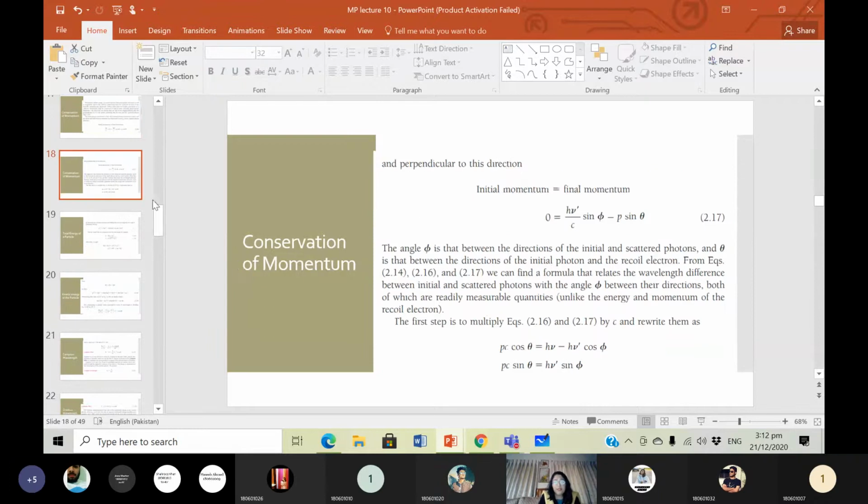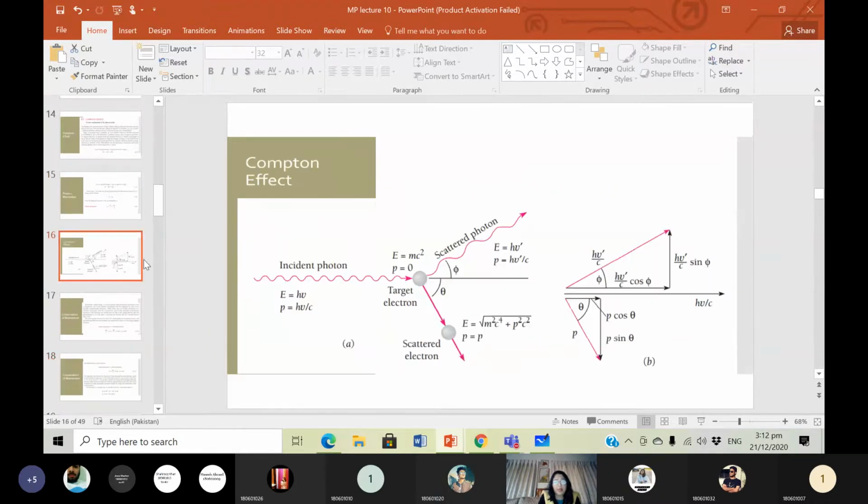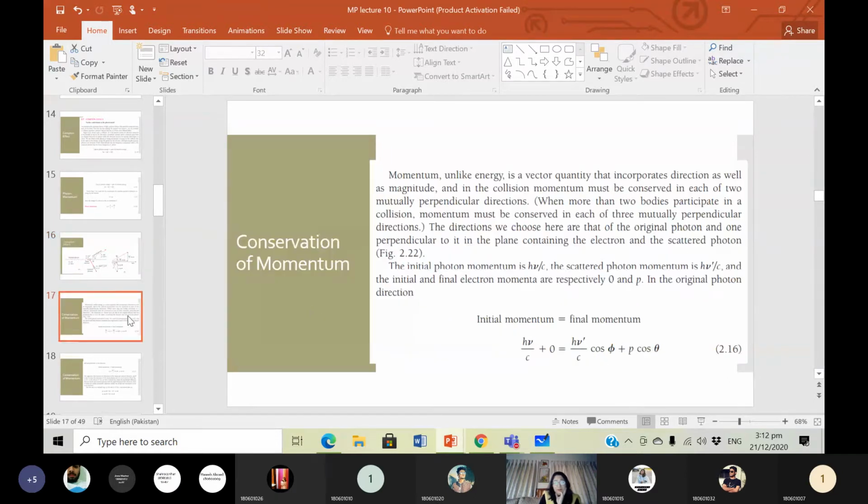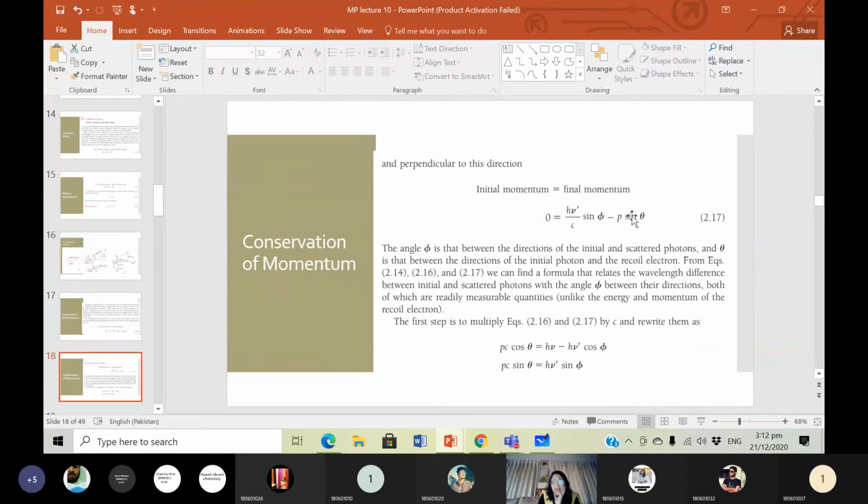And perpendicular to this direction now, what will we have in the perpendicular direction? Initially along the y direction there was no momentum, because initially the electron was at rest and the photon was moving entirely in the x direction. So the initial momentum is 0. And then along the y direction, the final momentum will be h nu dash over c sine phi minus p sine theta, because this is in the negative y direction. So this is another equation we have got.